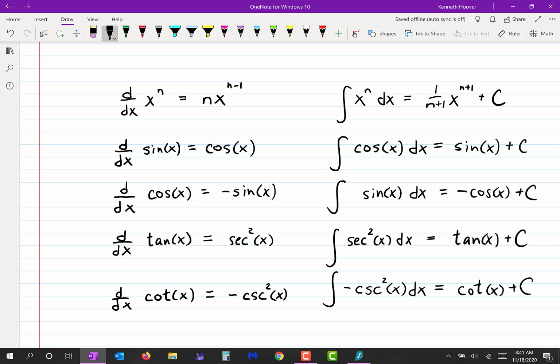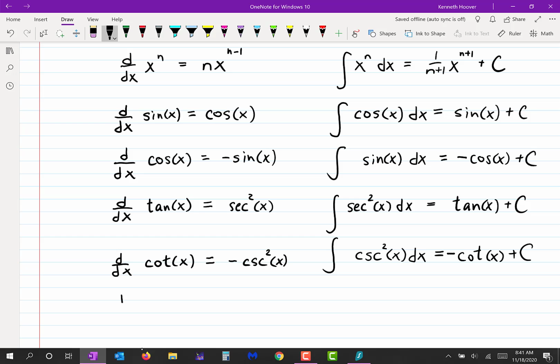And now I'm going to do the same thing with that negative sign. I'm going to factor it out front. And then I'm going to move it to the other side, just like we did with the sine earlier. Okay, the integral of cosecant squared is negative cotangent.